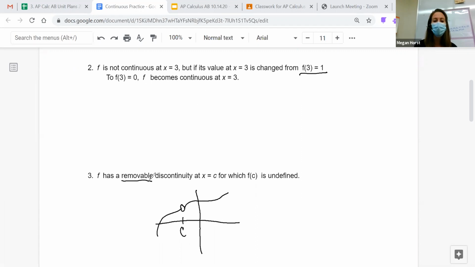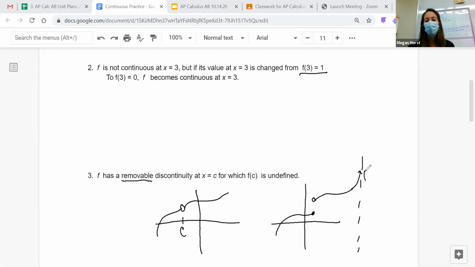Remember, your non-removable discontinuities are ones where you have that jump discontinuity. So like here and then there, that would be a non-removable discontinuity. And then also if it were asymptotic, that's also a non-removable discontinuity.